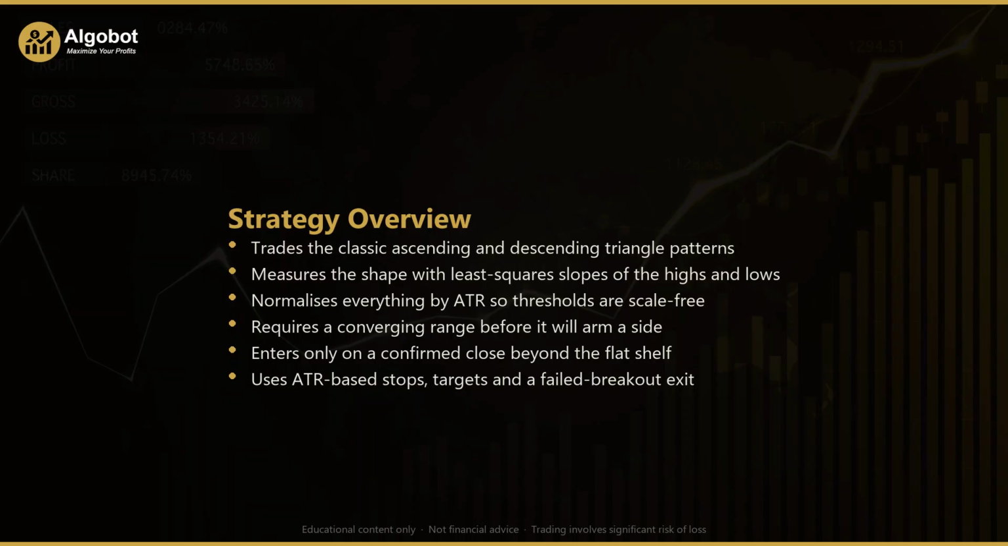The strategy also insists that the range is genuinely narrowing. It compares the price span of the recent half of the window to the earlier half, and only continues if the recent half is materially tighter. That convergence check is what separates a real triangle from a random drift. Because it works on any single time frame you attach it to, this approach can be studied across a range of instruments and chart periods.